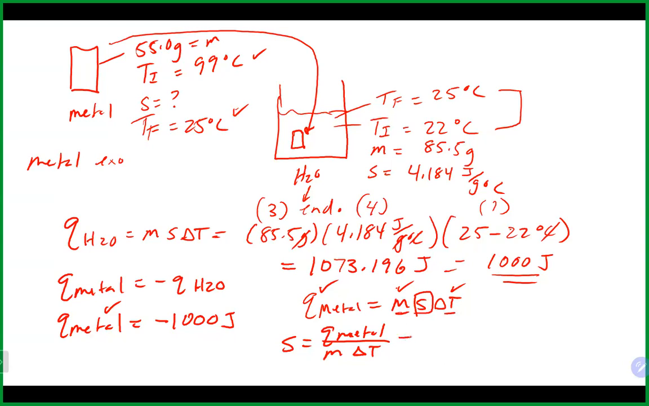So when we put our numbers in there, it's going to give us minus 1,000 of my made up number. We're going to now use the mass of the metal because we're looking for the metal here. And that is our 55 grams.